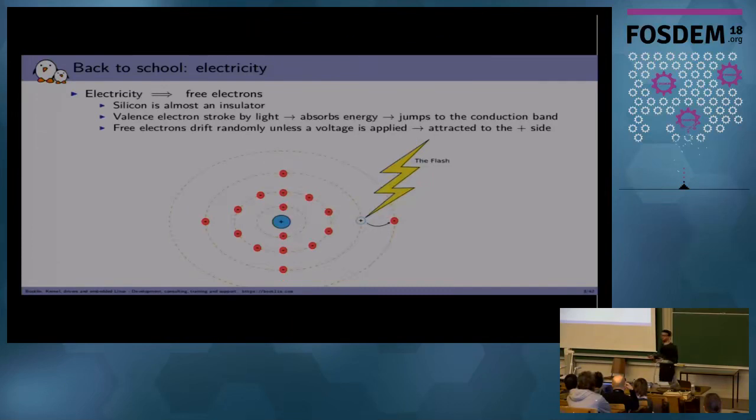It's almost an insulator, but at 20 degrees Celsius, you get energy from, for instance, light, and if light strikes an electron, it will jump into the upper orbit with much more energy, and this is a free electron which can carry electricity. Of course, if you don't apply any voltage, it will just drift randomly until it loses its energy and combines back into the hole it created.